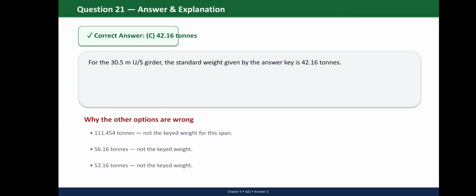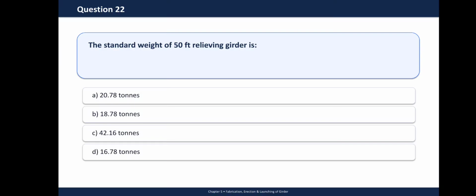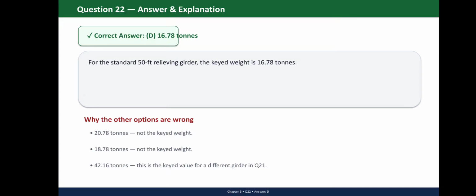Question 22. The standard weight of 50 feet relieving girder is. Options: A. 20.78 tons, B. 18.78 tons, C. 42.16 tons, D. 16.78 tons. Correct answer is D. 16.78 tons. Explanation. A standard 50-foot relieving girder used for track support weighs 16.78 tons.